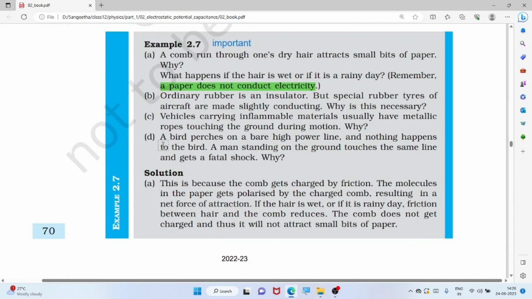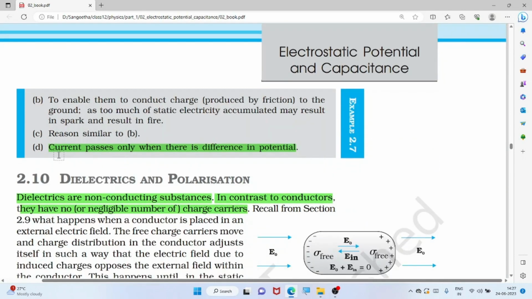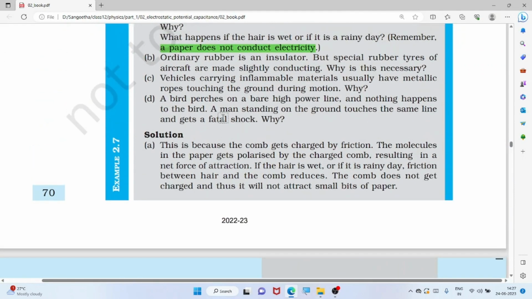See here, there is a bird on the electric power line. Nothing happens to the bird. A man standing on the ground touches the same wire and gets a fatal shock. Why? Because the potential difference is zero when the bird is sitting on the wire. Current passes only if there is a potential difference. The bird doesn't have a potential difference because it is sitting on the same line.